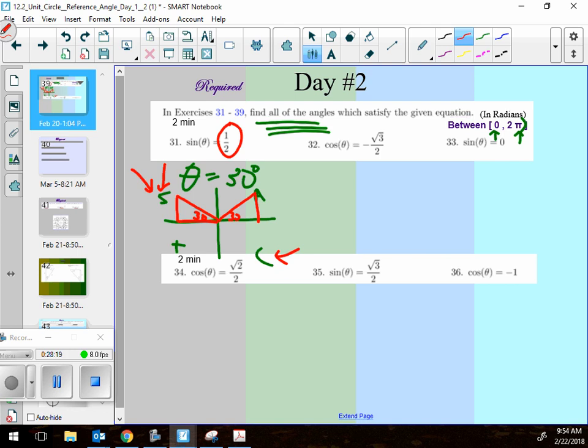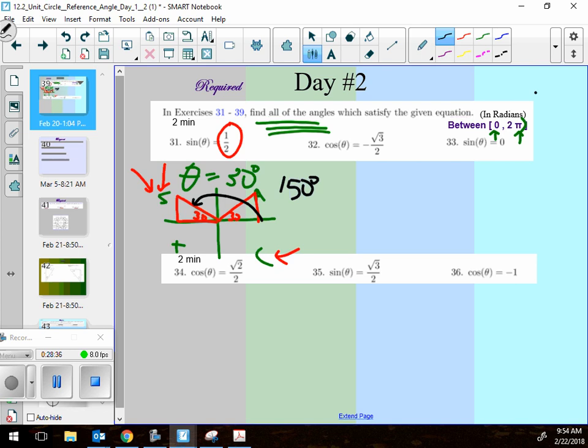But should I just say the answer is 30 again? No. How do you get over in this quadrant? With an answer that's between 90 and 180. So it must be 180 minus the 30. Who's got 150 already written down on your paper? Okay, good job.